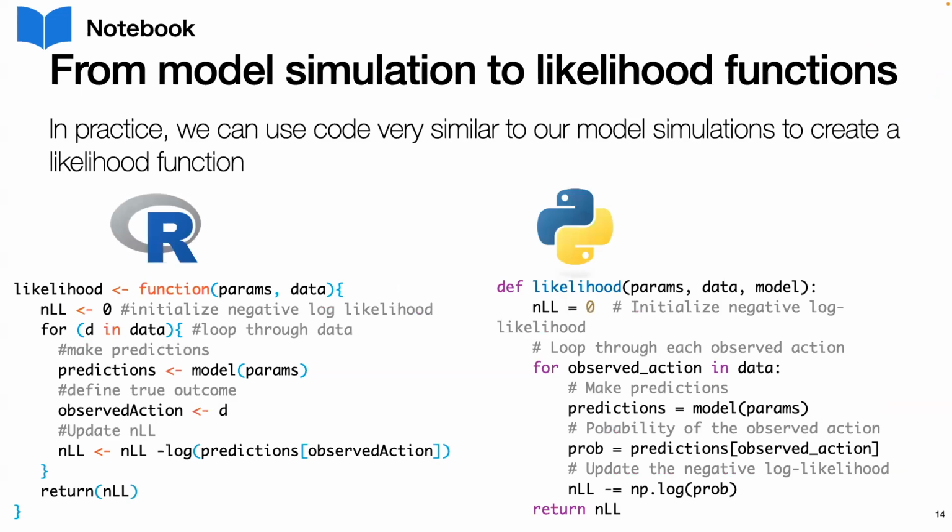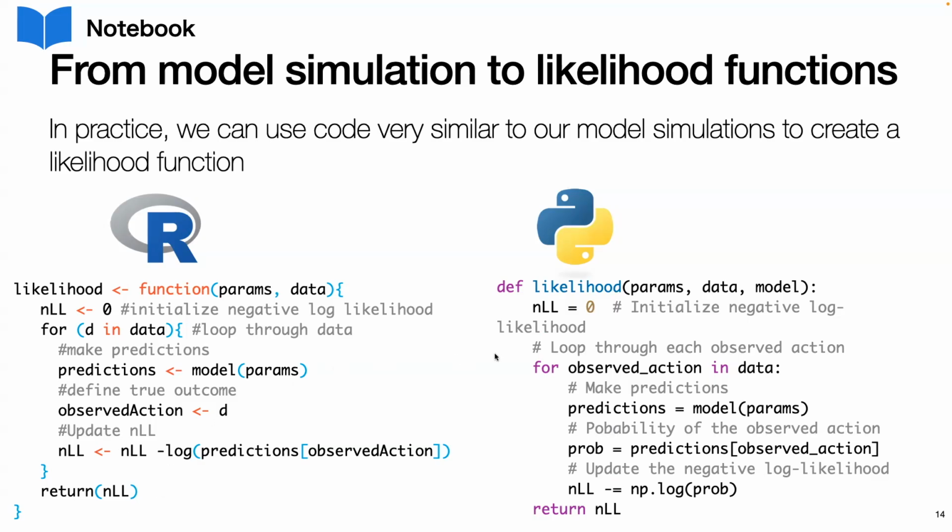So from these model simulations, it's actually very straightforward to produce likelihood functions. This is a very important intermediate step when you're doing modeling. In practice, we can use code that's very similar to our model simulations to create a likelihood function. In that demo we just skipped, we also developed some simulation code that you can play around with. For the likelihood, we just have to wrap that up a little bit. It's very straightforward. I give examples in both Python and R. For a model, we define a likelihood based on a set of parameters, and then we return a negative log likelihood. So we give the likelihood function parameters and data, and we return a negative log likelihood.